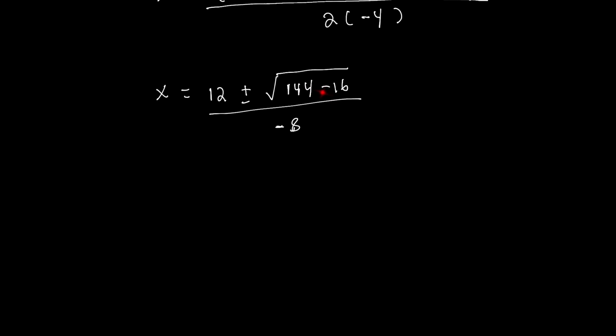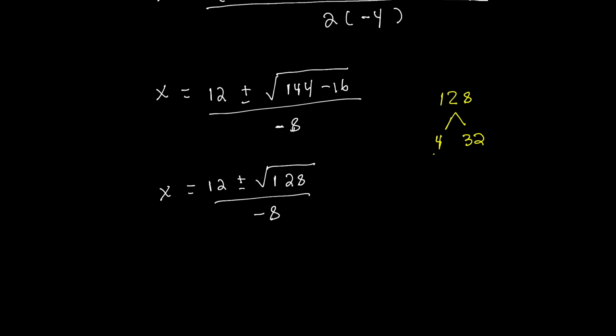Next, we can simplify what's inside of the square root. That's going to leave us with x equal to 12 plus or minus the square root of 128 all over -8. 128 is not a perfect square, so we're going to go ahead and simplify the radical expression. And here I'm going to do it by getting the perfect squares. So I have 4 multiplied with 32.